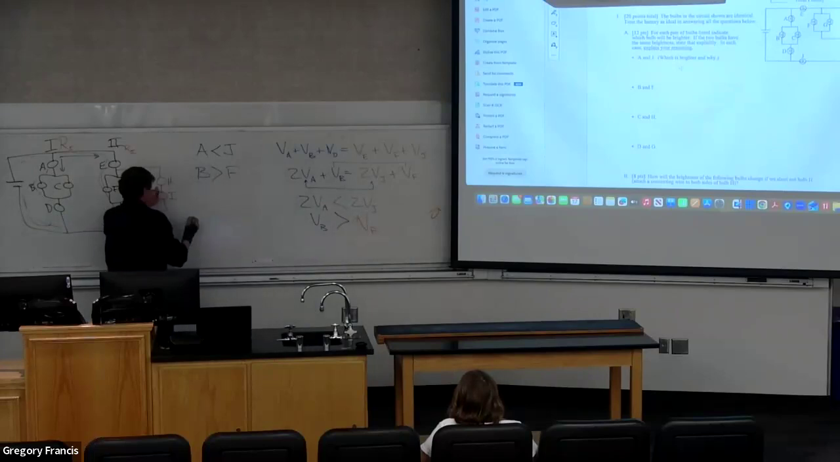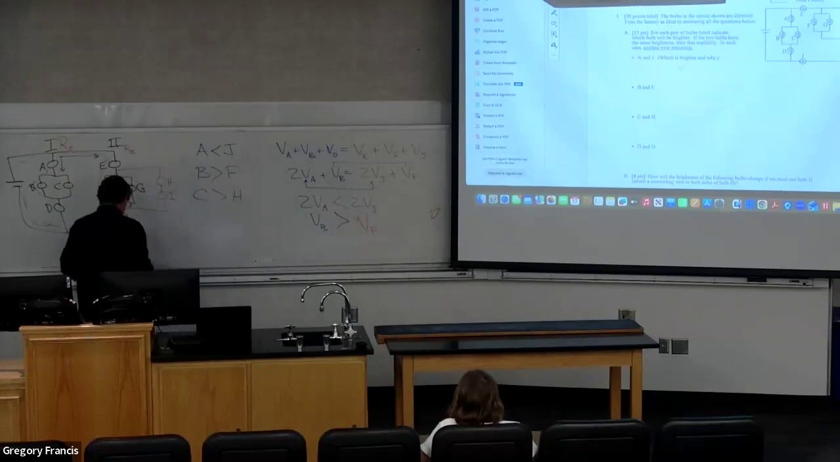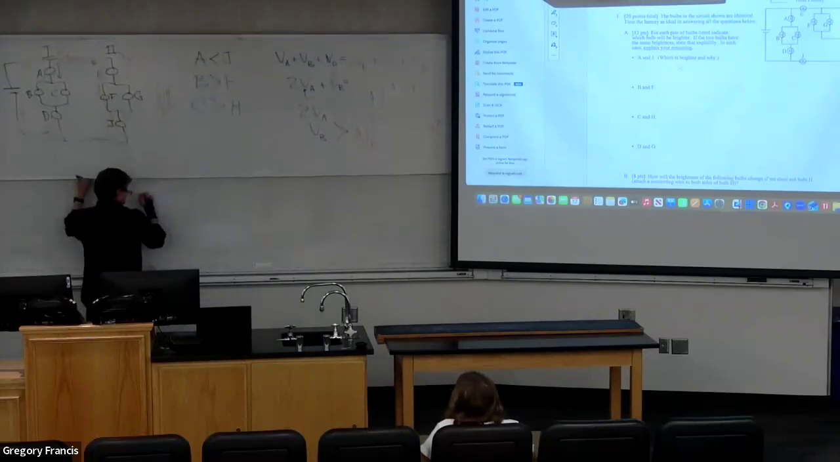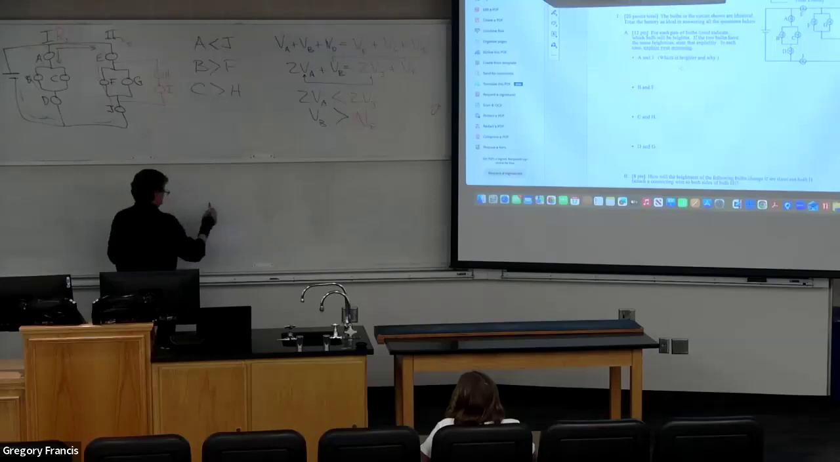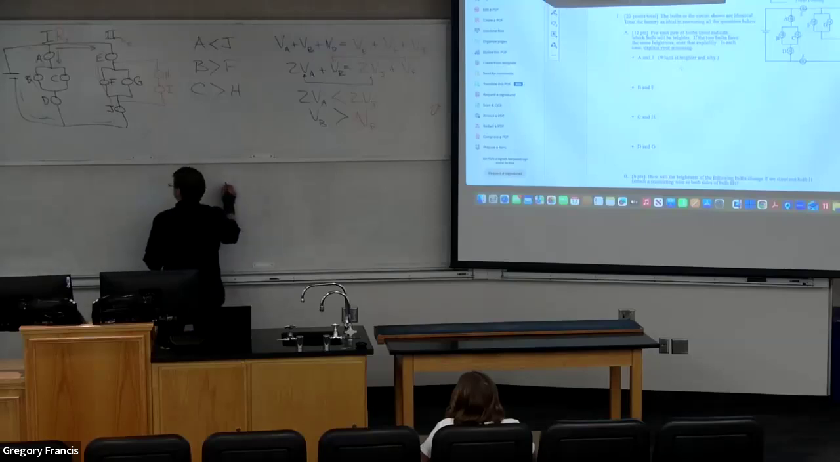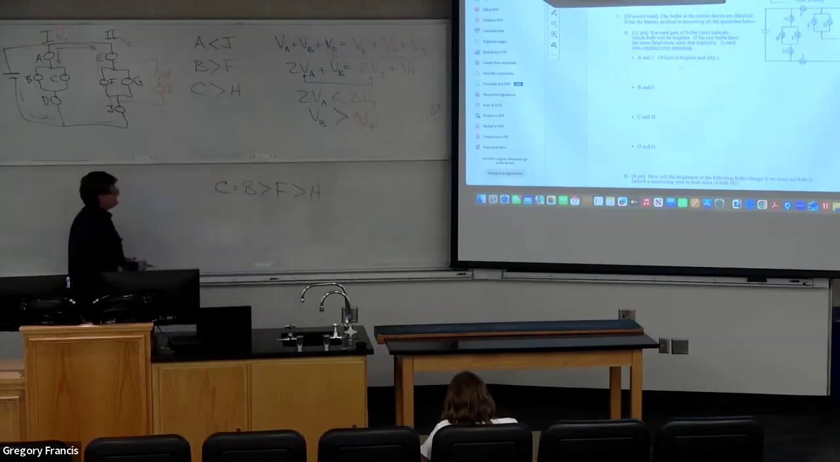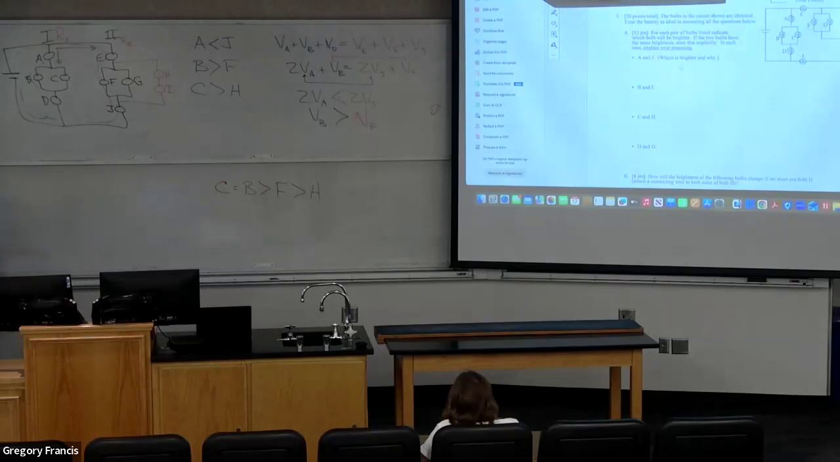H. Okay, I lost track of what I was trying to compare. C versus H, I know that C is brighter. And the reasoning, I can just say, well, C is equal to B. We just said that that was brighter than F, and F is brighter than H. Does everyone see why C is brighter than H?